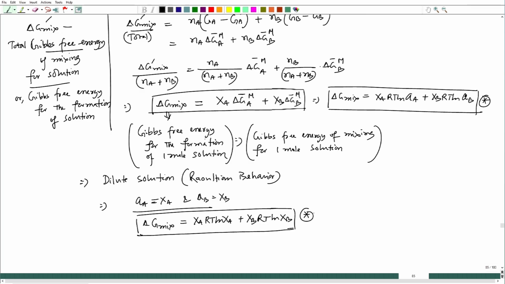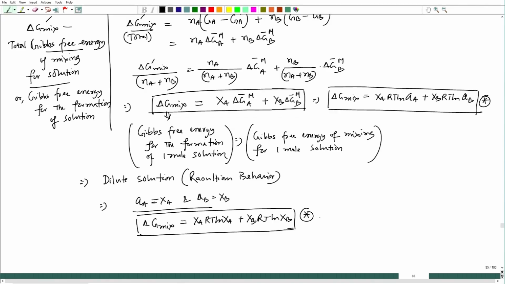In fact, this is a very critical equation, and we will be dealing with it when we start drawing phase diagrams, when we start drawing the change in free energy when the solution is formed, as well as when we want to see the behavior of mixing entropy or mixing enthalpy. Every time, this particular equation will be referred to, where delta G mix equals XA RT ln XA plus XB RT ln XB in the case of a binary.